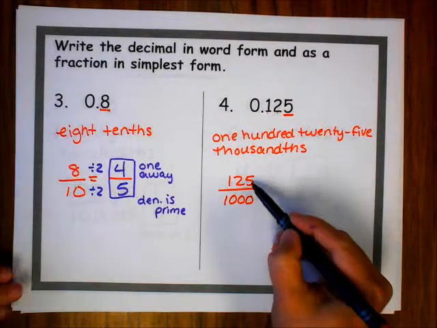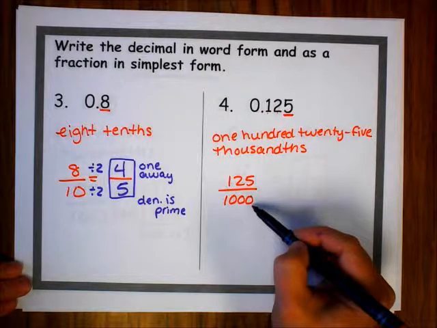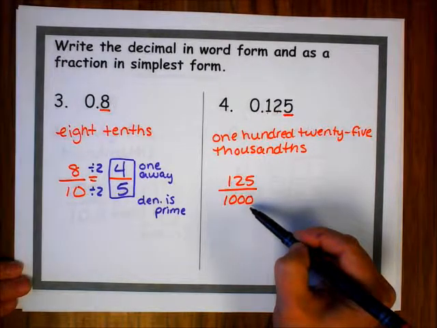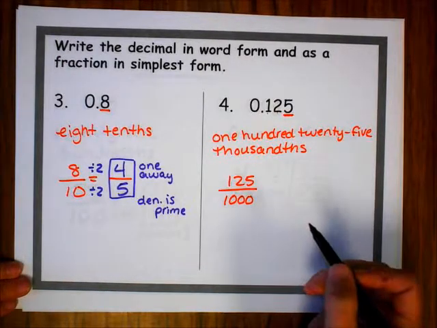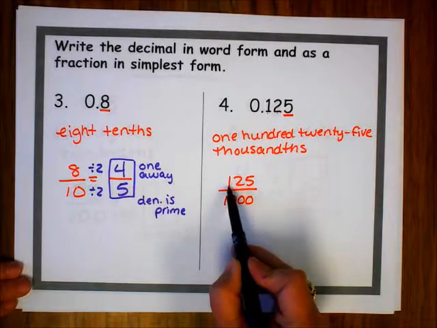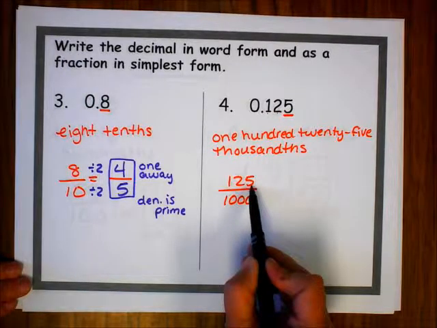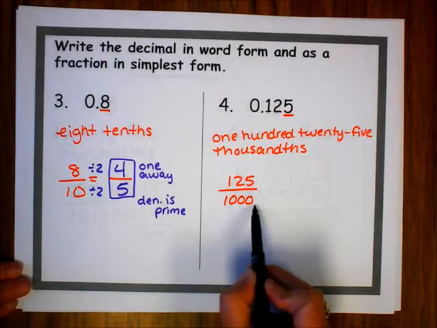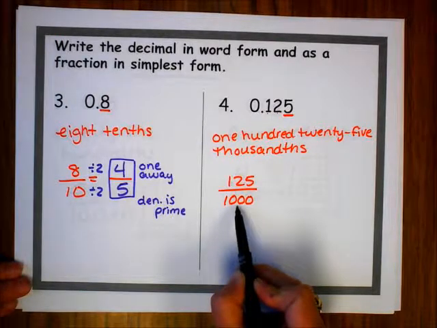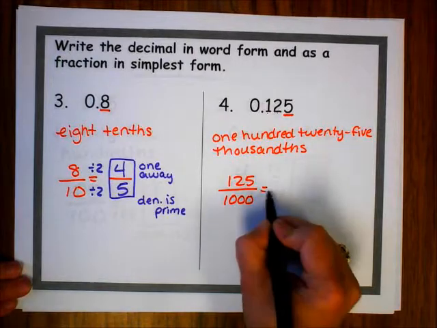Now, I know they both end in a 5 and a 0, so I know I can divide by 5. But here's what else I notice. I notice that 125, that's like 125 cents. So that'd be like 5 quarters. This is like 1,000 cents, which would be like $10. So I think of quarters, so I know I can divide by 25.